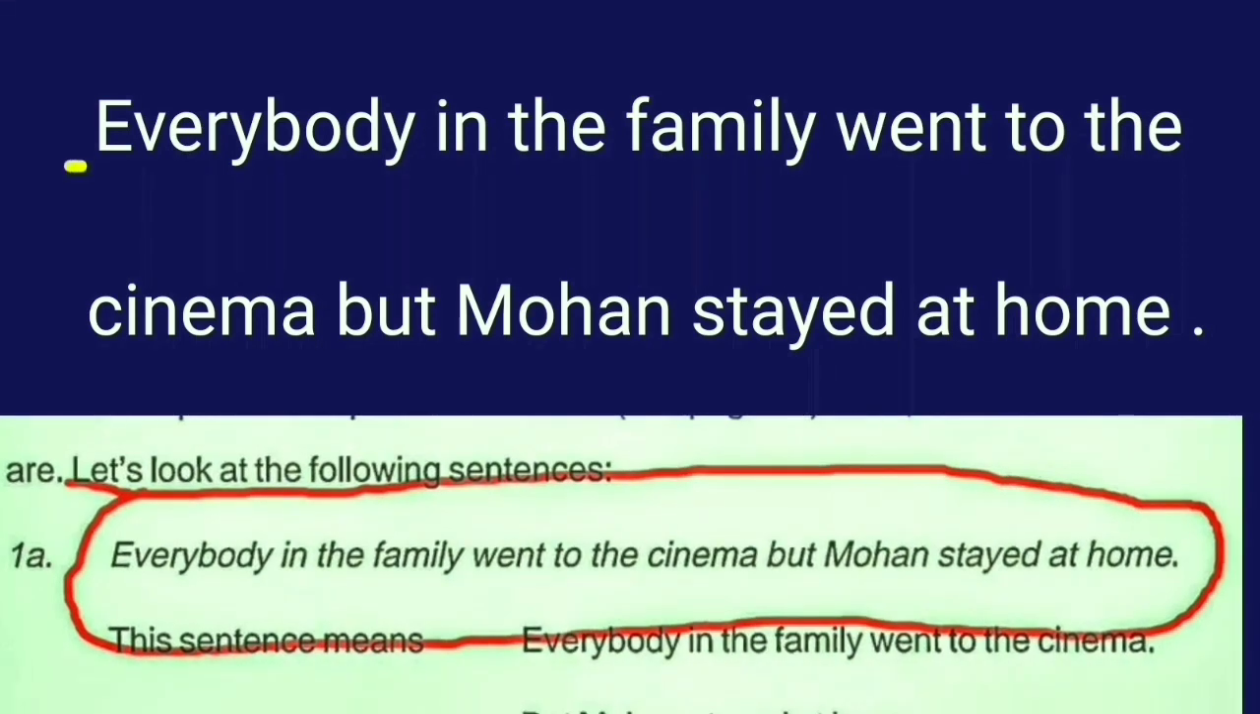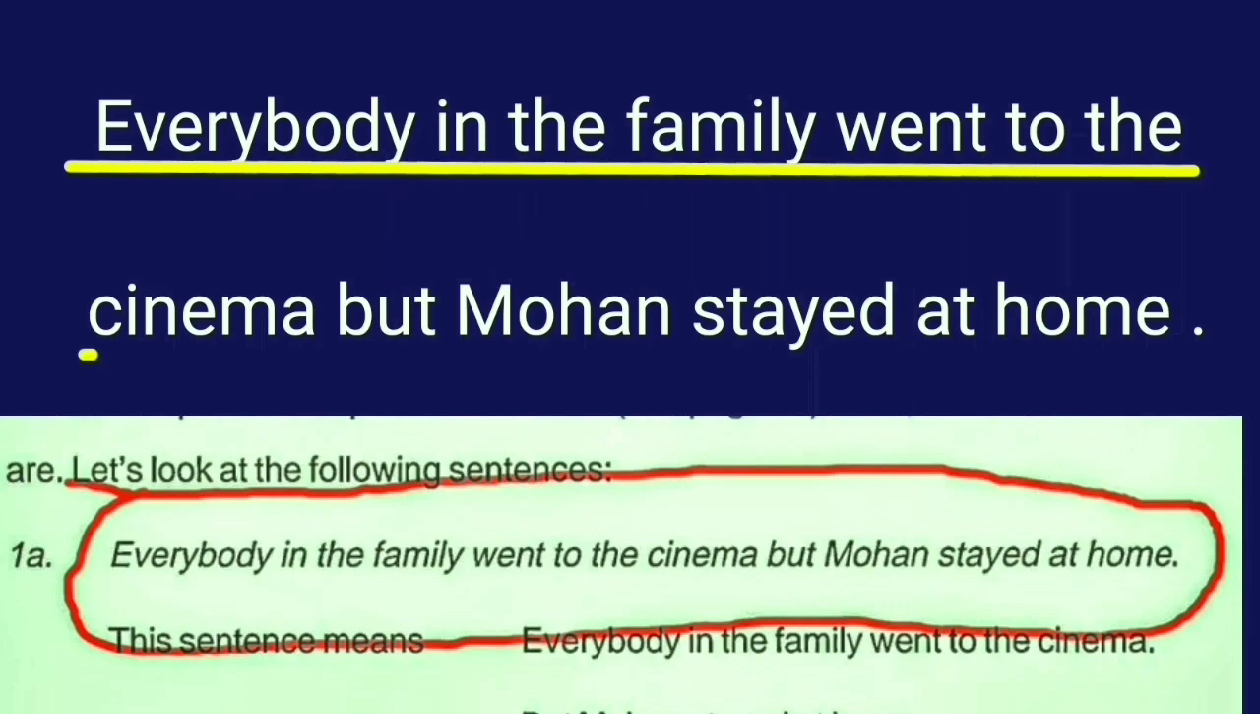One is: everybody in the family went to the cinema. Everybody in the family, subject; went, verb. So everybody in the family went to the cinema is a clause having a subject and verb of its own. This clause is an independent clause or main clause or principal clause.